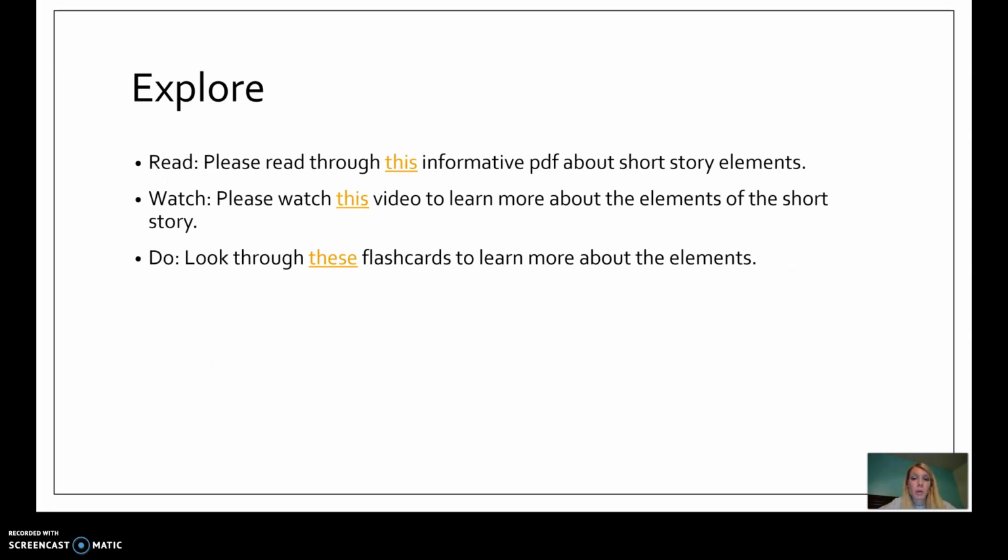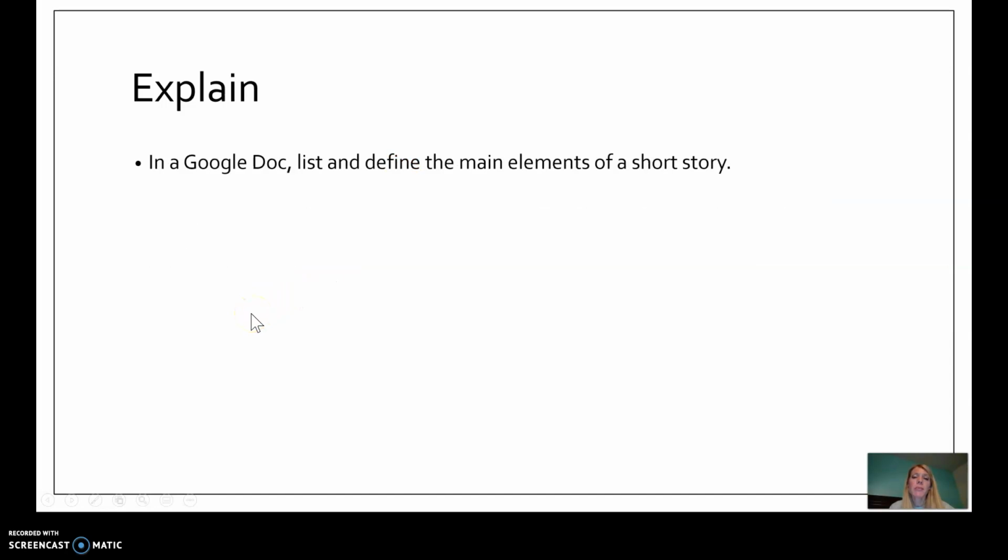All right, for the explore portion, I'd like you to read through this informative PDF about short story elements, watch this video, and flip through these flashcards, please. So take a few moments to complete these activities. All right, for the explain portion, in a Google Doc, I'd like you to list and define the main elements of a short story.